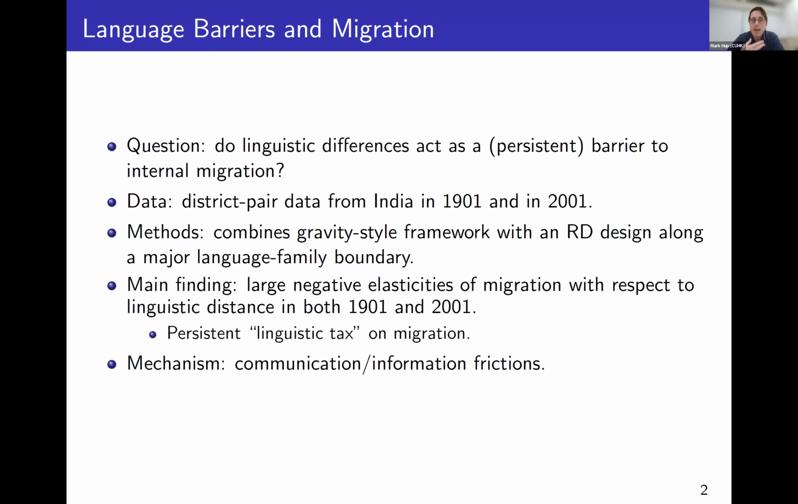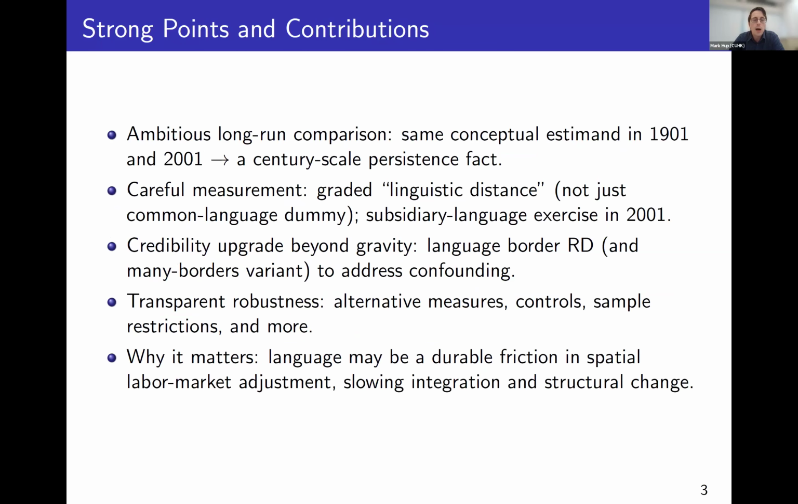And the main finding is that this linguistic distance is very important. It negatively affects migration, both in the past and nowadays. So we can think of there being this type of persistent linguistic tax on migration. And then the mechanism explaining this is going through communication and information frictions. So I think this is a very strong paper. I liked reading it a lot. I learned a lot as well.